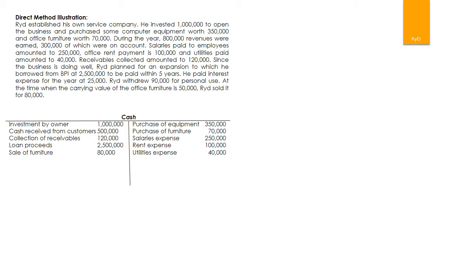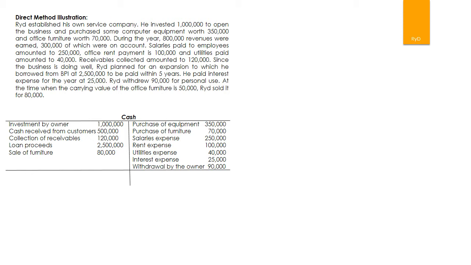So, what we consider here, class, is the cash T-account. So, how much did we sell the furniture for? That is why 80,000 is the amount we used. And then, we have the payment of our utilities at 40,000. Then, payment of our interest at 25,000. Then, cash withdrawal by the owner at 90,000.